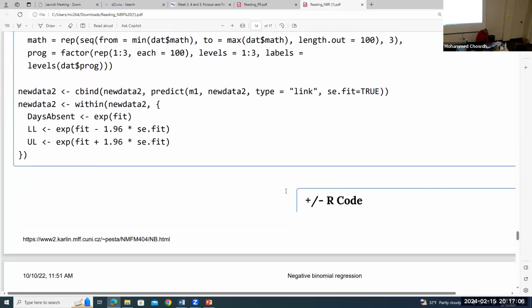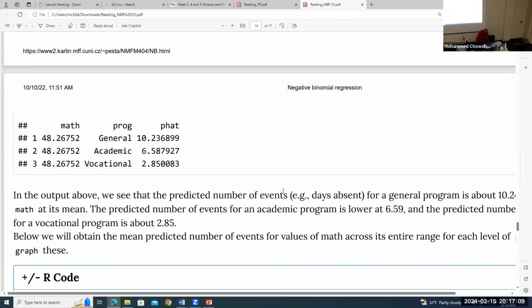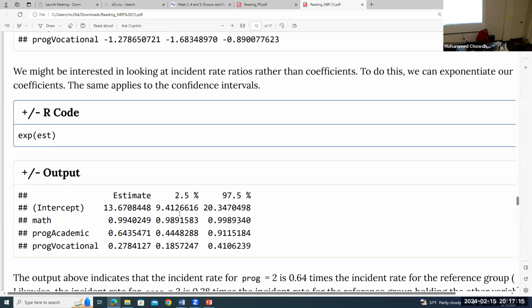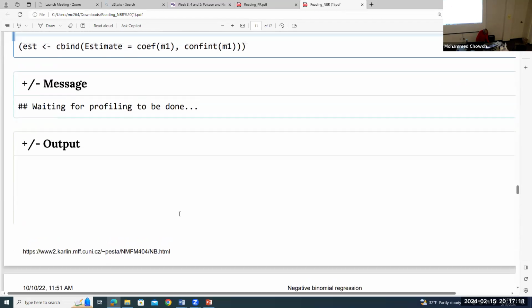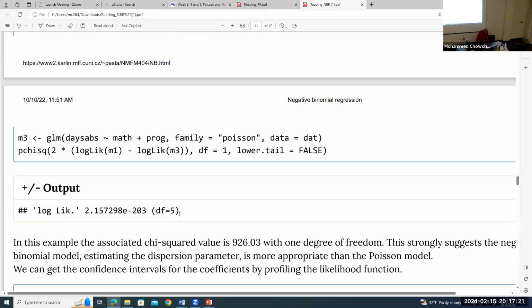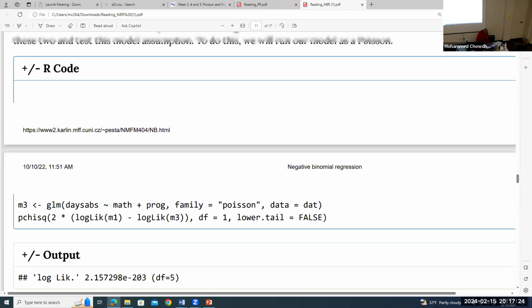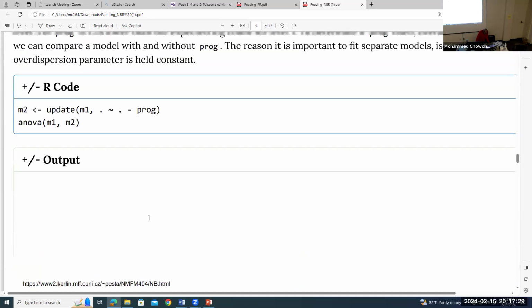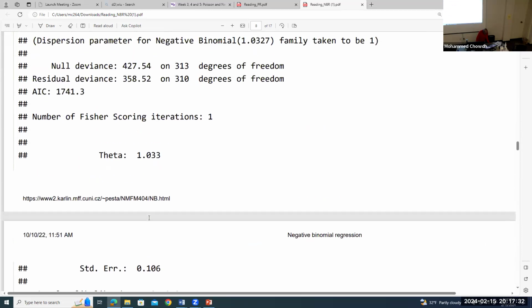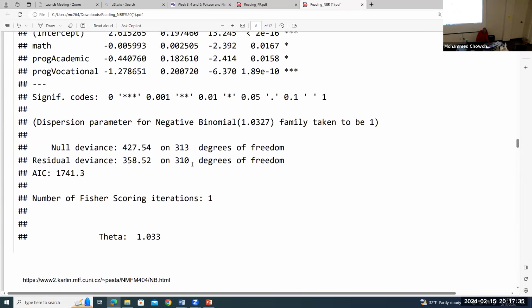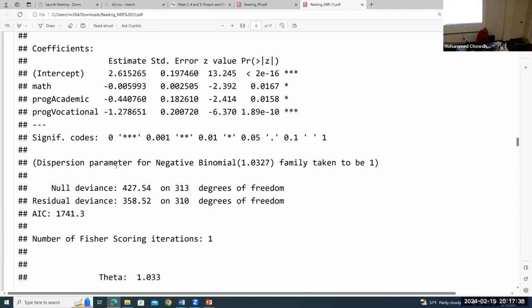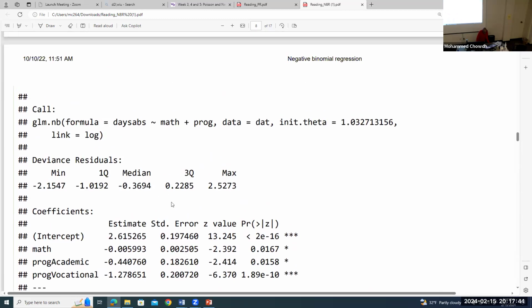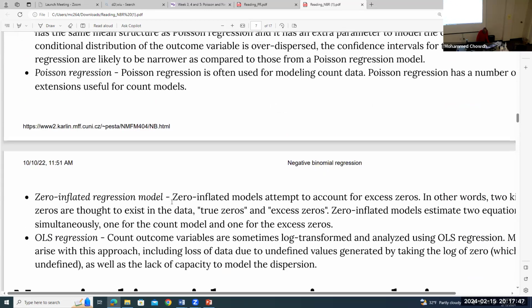For example, let me show you. When you run these things, there is the output. Are you seeing the log, these things? What is the null deviance? So give an explanation for this, okay? And the residual deviance, give some explanation for this. 1-2 sentences is fine.